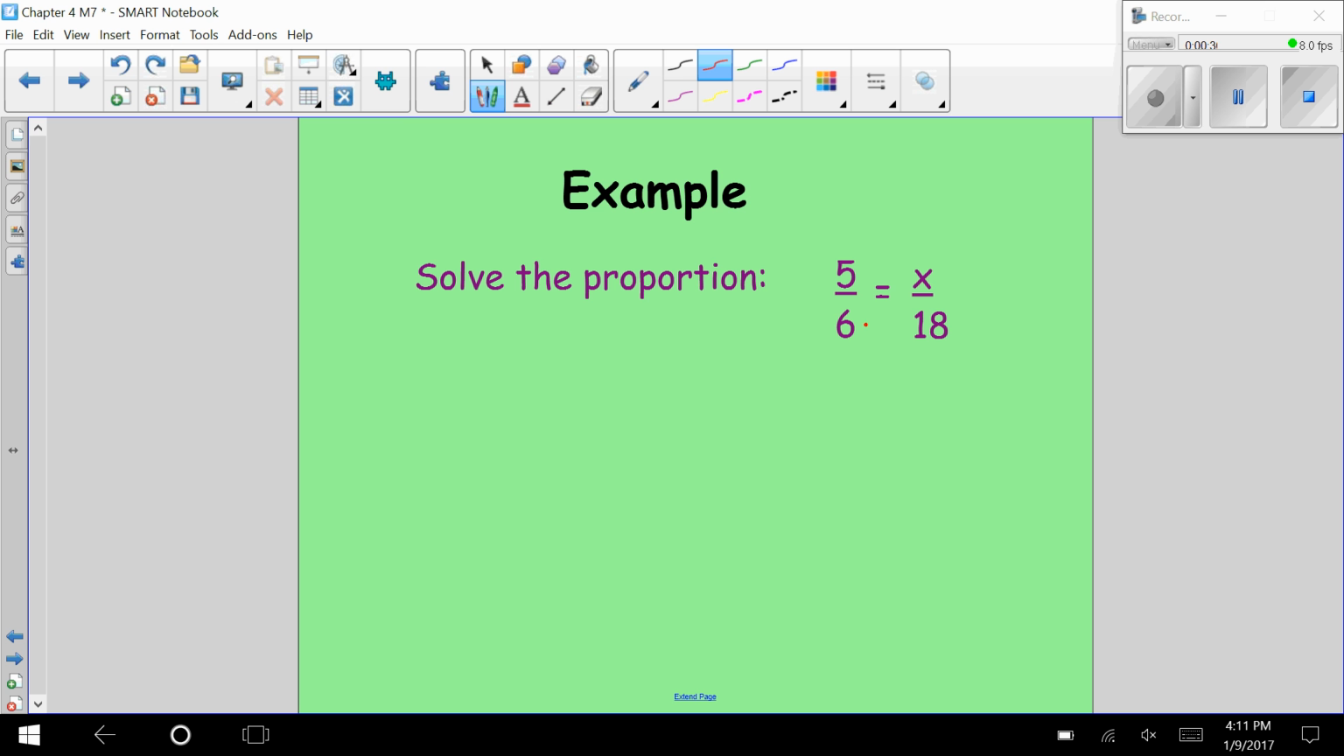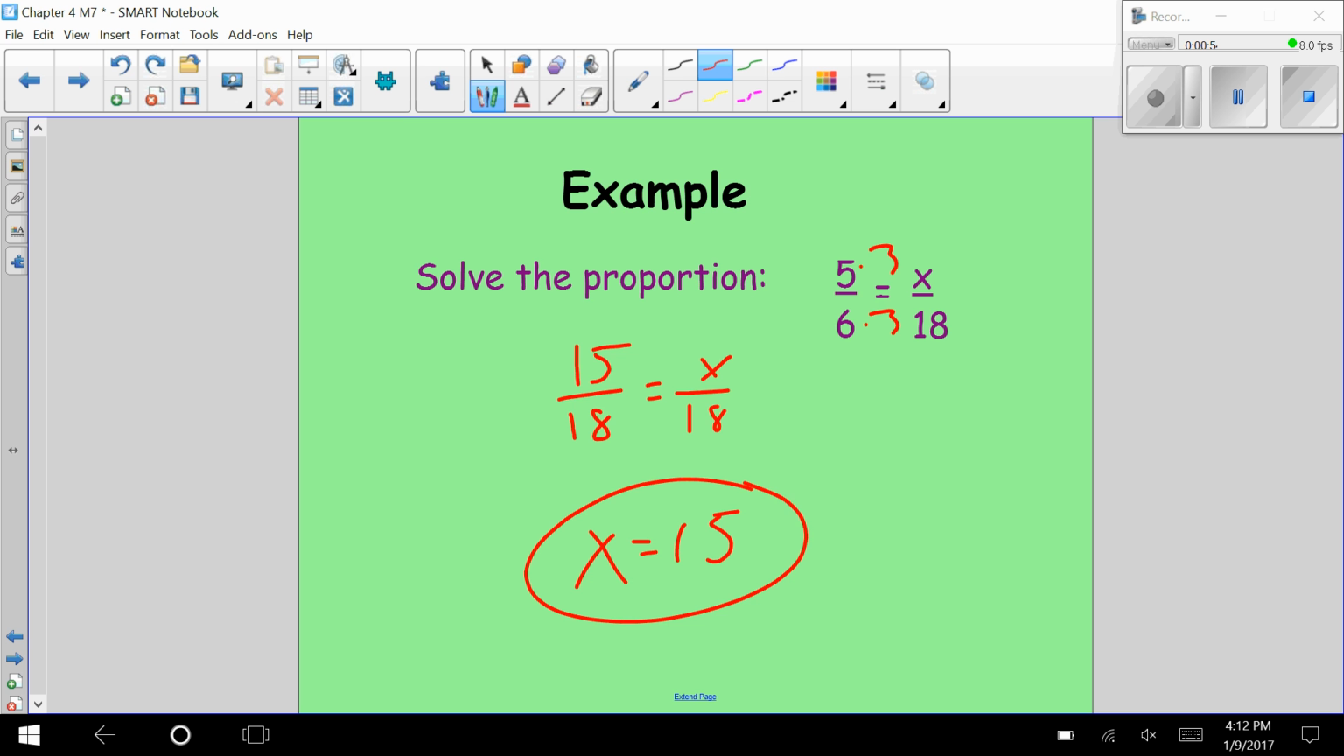Well, we know that 6 times 3 is 18. So I'm going to multiply the top and bottom of this ratio by 3. I get 15 over 18 equals x over 18. Well, if 15 over 18 equals something over 18, that something must be 15. So x equals 15. Done.